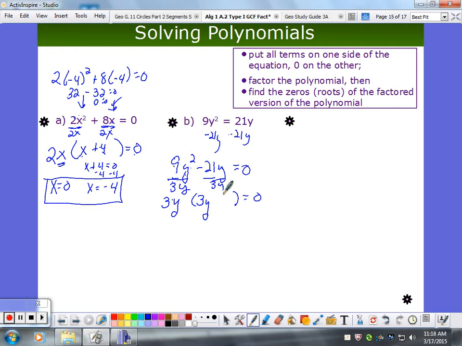Okay, put the 3y here. That cancels out. Minus 7. Just verify. 3y times 3y is 9y squared. 3y minus 7 is minus 21y. Good. So now I've got something times something is 0.